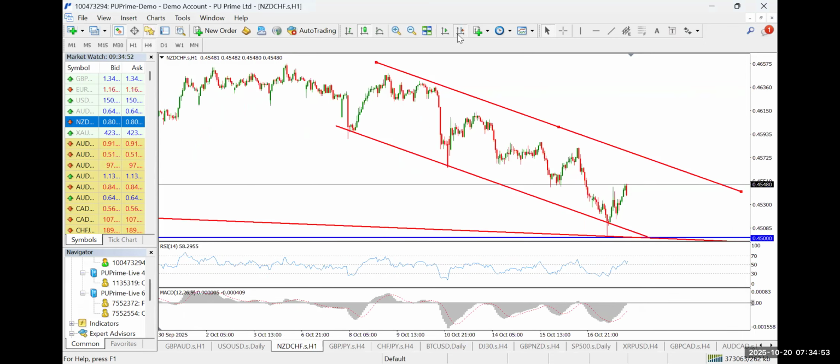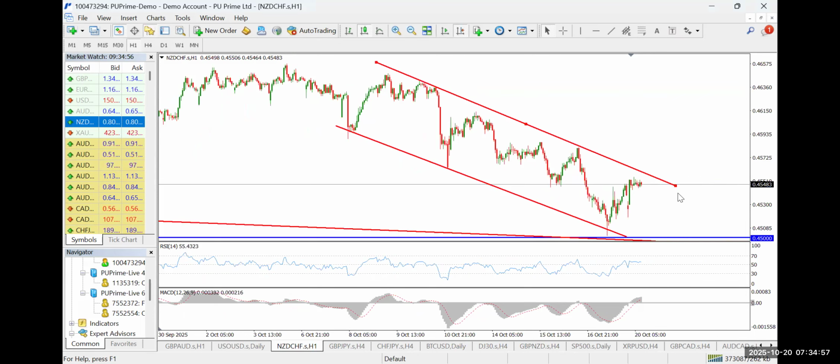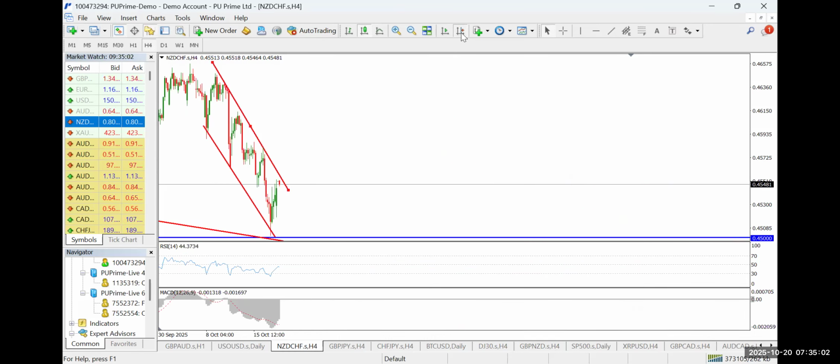Let me just check the 1 hour. Okay, 1 hour too is good. So this one can work for either 4 hour or 1 hour. But then let's start with the 4 hour first for the benefit of those who might be swing traders.